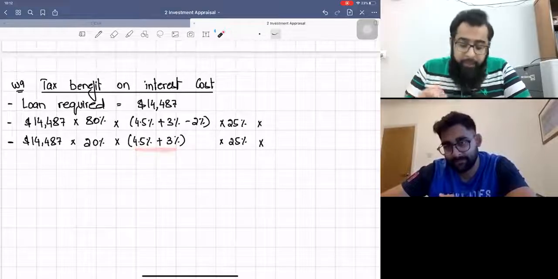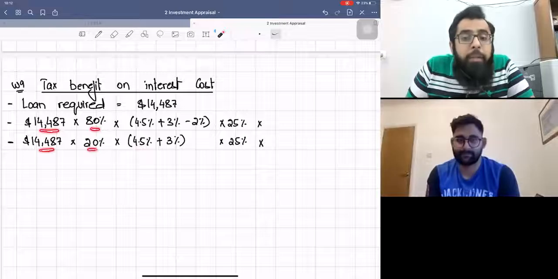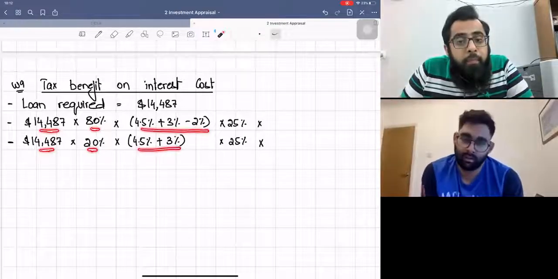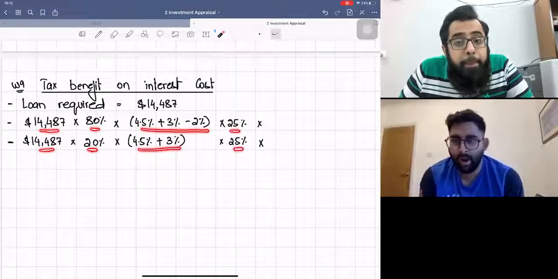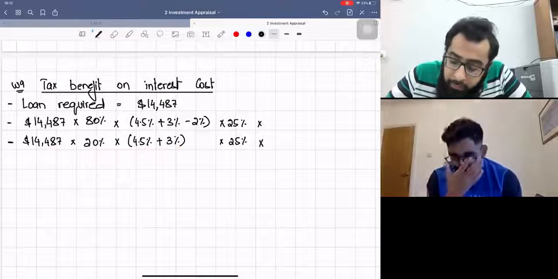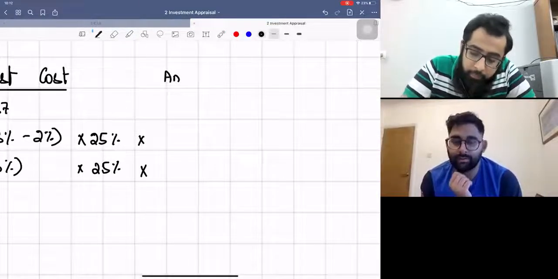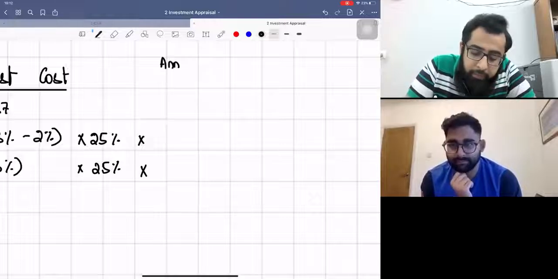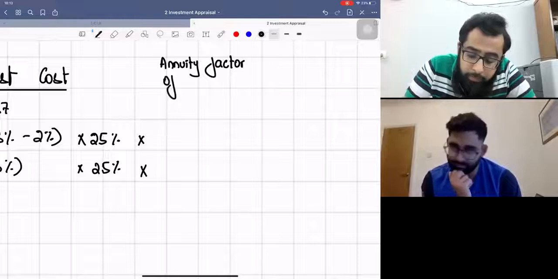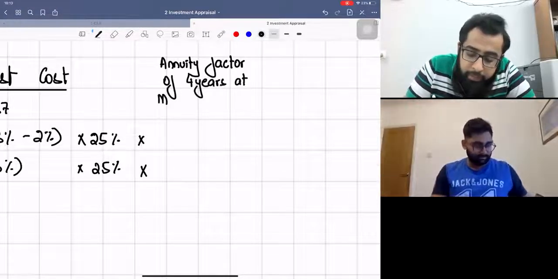I'm repeating it again. Now, this is the amount of finance we need: 80% from the government and 20% is ours. This is the rate of interest. This is the tax impact. Now we will multiply it with the annuity factor. You'll do it for the annuity factor of 7.5%, the annuity factor of 4 years at market rate of interest.